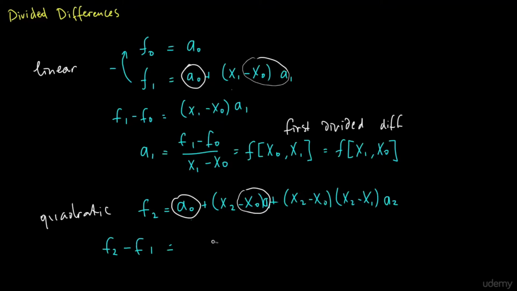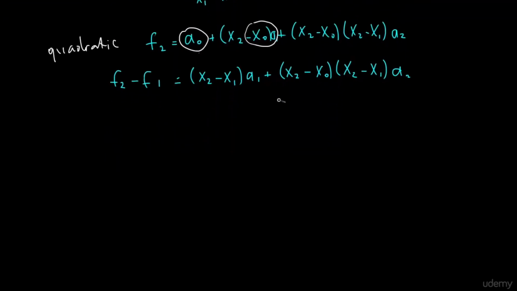So what we'll end up with is the following. We'll end up with x2 minus x1. The x2 comes from here, and the x1 comes from here. So x2 minus x1 times a1 plus x2 minus x0, x2 minus x1 multiplied by a2. Okay, so now what we can see from this is we can see that these terms are identical, x2 minus x1.